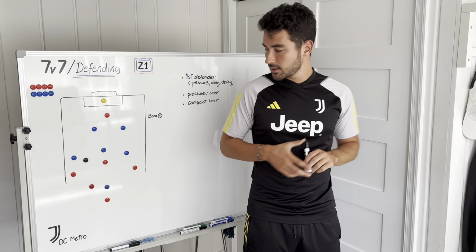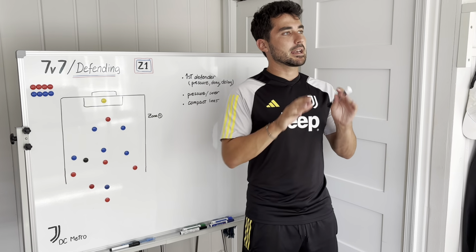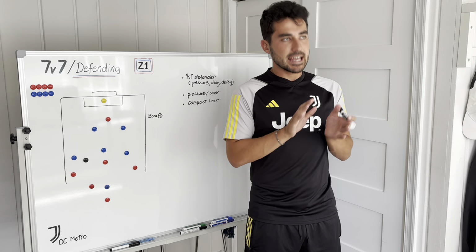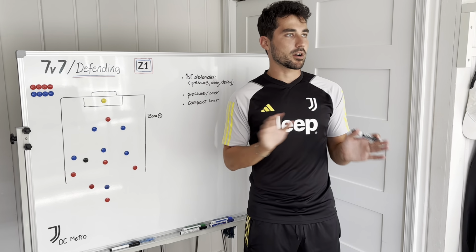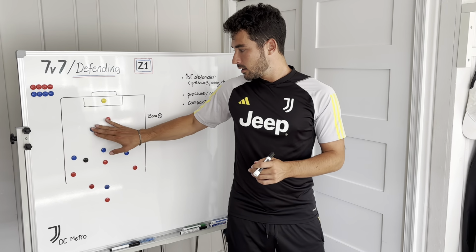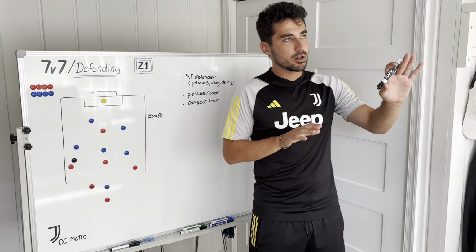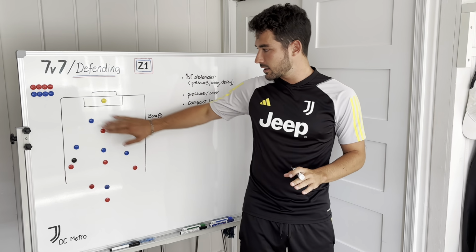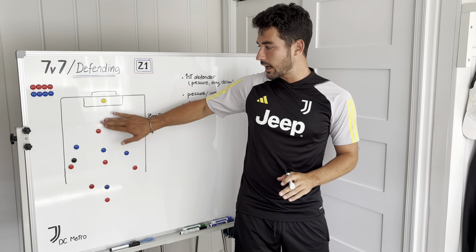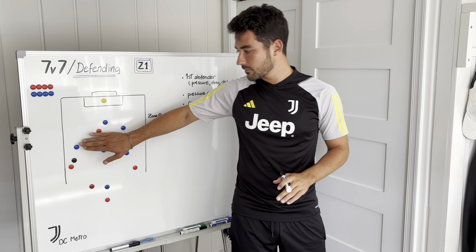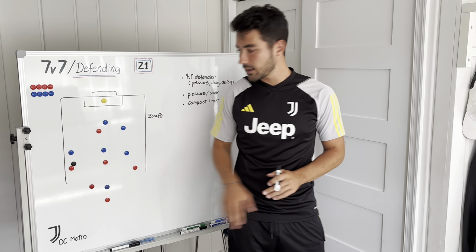One more addition, we're going to look at individual marking. If we are in a position that we need to mark someone, how can we do that? Again, we use the ball and the goal as a reference. If I'm this blue defender marking this red player.